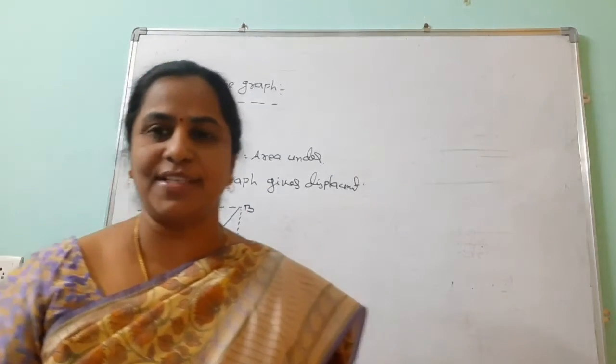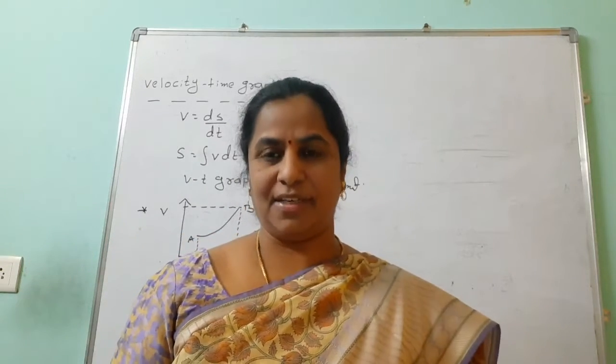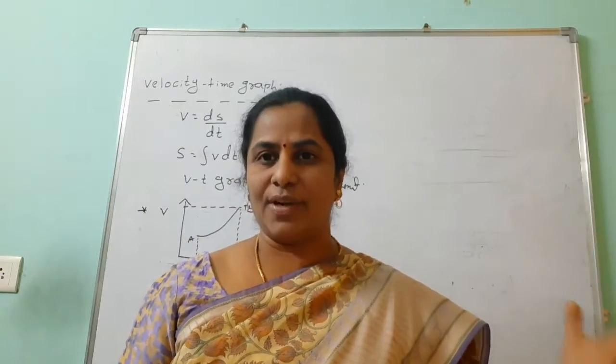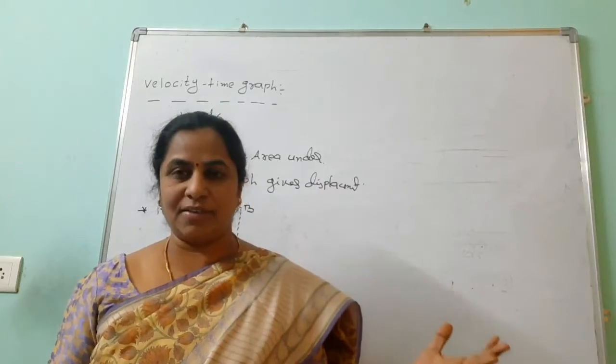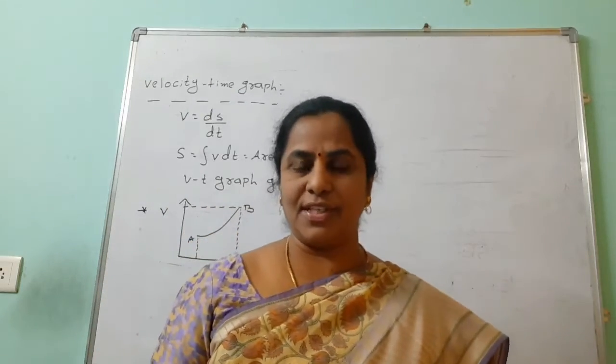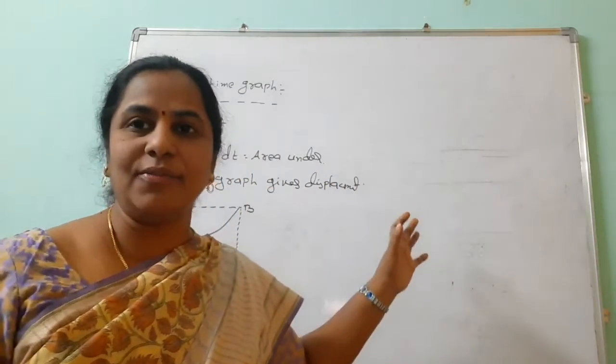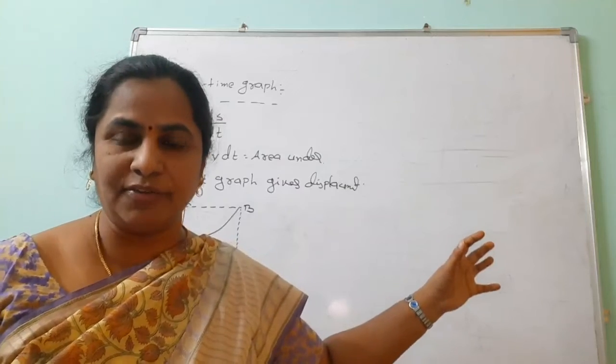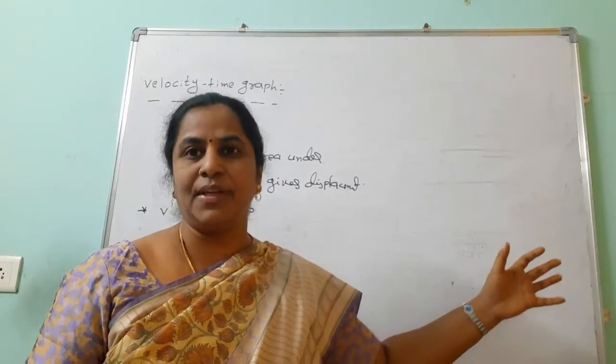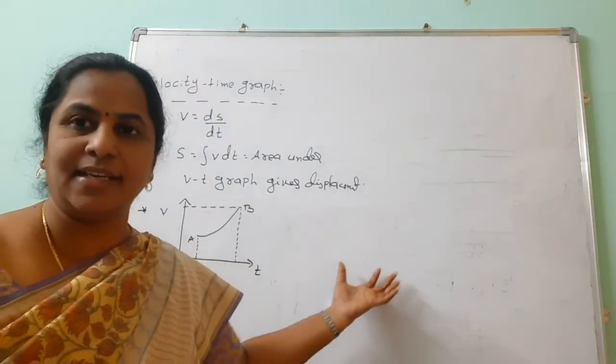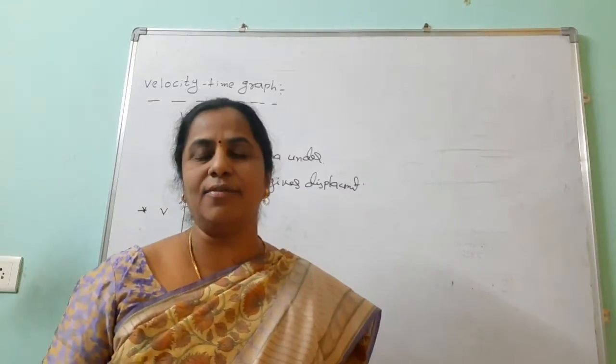Today we are going to discuss the velocity time graph. In the previous class you learned about the displacement and time graph, and you know that the slope of that graph gives the velocity. But here we are drawing the graph between time and velocity. Time we are taking on the x-axis and velocity on the y-axis.